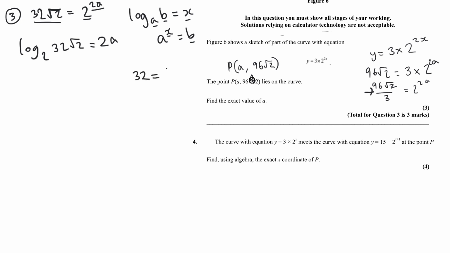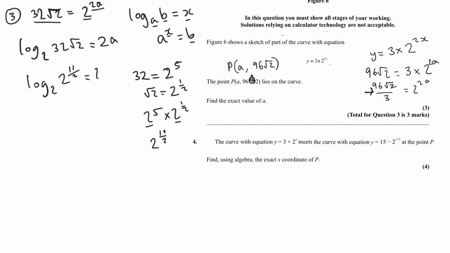So first of all, let's look at the 32. Another way of writing it in terms of 2 to the power is 2 to the power of 5. Root 2 is 2 to the power of a half. Remember when you multiply two base numbers, the powers add together. That's 2 to the power of 5.5, which is 11 over 2. So then it will be log base 2 of 2 to the 11 over 2 is equal to 2a.